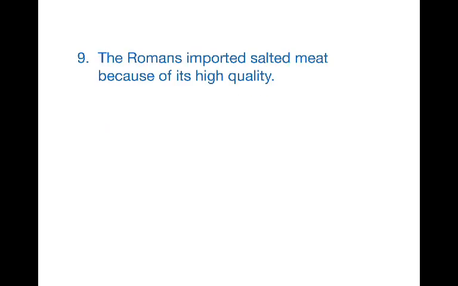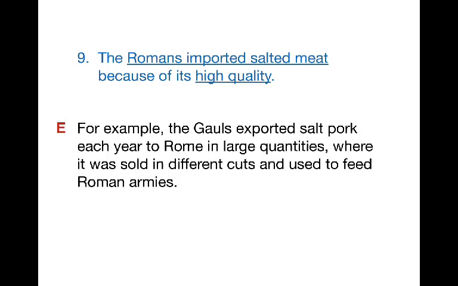Last question, number 9. The Romans imported salted meat because of its high quality. Romans imported salted meat, high quality. If we carry on reading and we get to paragraph E, for example, the Gauls exported salt pork each year to Rome in large quantities, where it was sold in different cuts and used to feed Roman armies. We have got some of the keywords. We've got the Gauls exported salt pork each year to Rome.